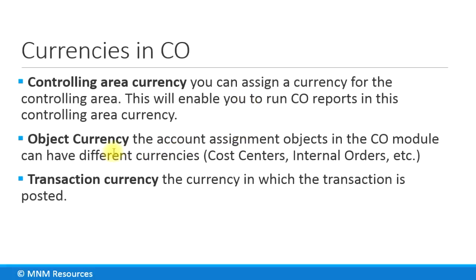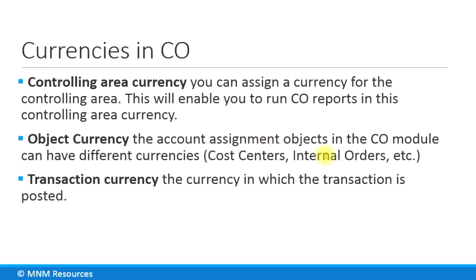Now there's something called the object currency. We have seen the account assignment objects in the CO module, which we briefly discussed earlier. That is like your cost centers, internal orders and so on. All these account assignment objects will also have their own currency. For example, in your company code, if you have many different cost centers, you will usually assign those cost centers as per your company code's currency.